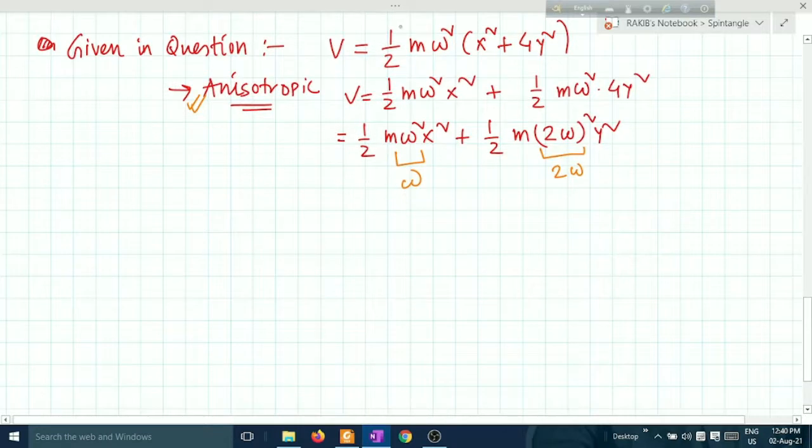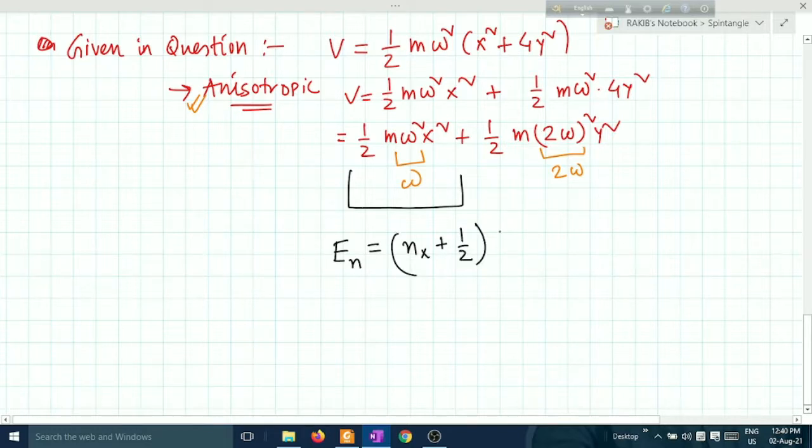In this case, what we can conclude is that this term gives the energy En. What is it? The same as above: (nx + 1/2) ħω. Here the frequency is ω, because there is frequency ω.